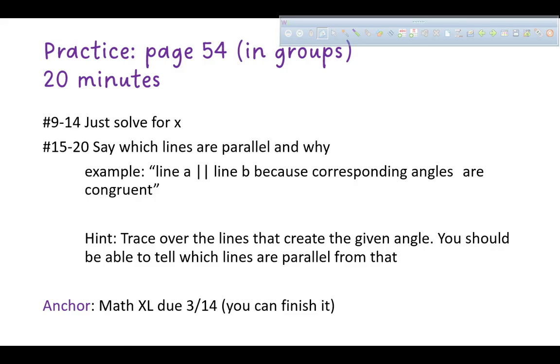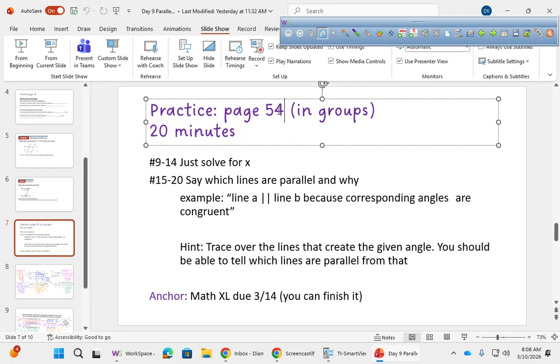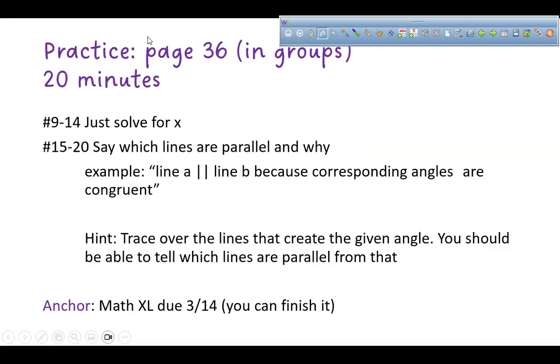There's more on this page than that. I just want you to do those problems. I've got some hints on the board on how to do them. So like number 9 through 14, you're just solving for x. You don't have to find the missing angles. And for 15 through 20, I'm looking for that sentence that we talked about. This line's parallel to this line because this relationship's happening.